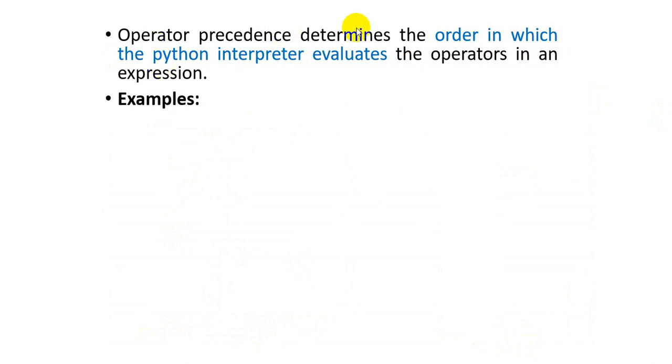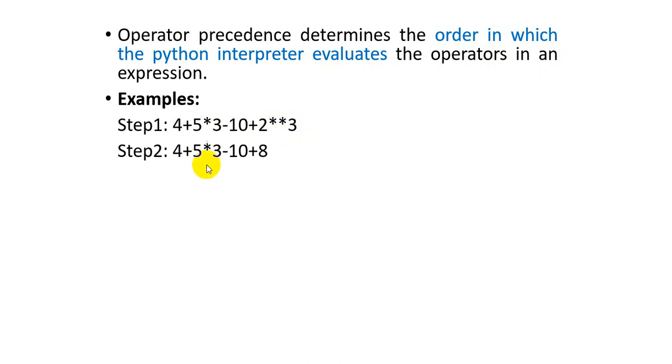The operator precedence determines the order in which the Python interpreter evaluates the operators in an expression. So here an expression is given: 4 plus 5 star 3 minus 10 plus 2 double star 3, that means 2 power 3, the exponential operator. Among these operators, the exponential operator has the highest precedence. So 2 power 3 is calculated first, and it is 8. That is shown in the expression.